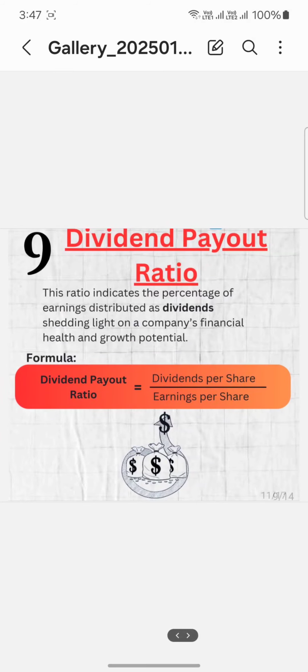The ninth ratio is the dividend payout ratio. This ratio indicates the percentage of earnings distributed as dividends, shedding light on a company's financial health and growth potential. What is the formula for calculating the dividend payout ratio? It's dividend per share divided by the earnings per share.